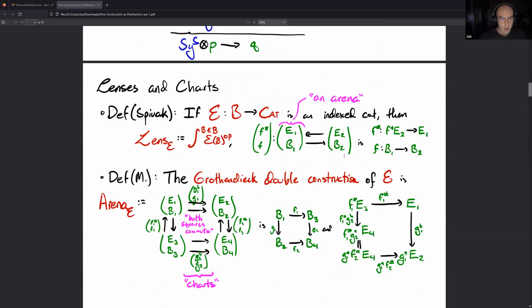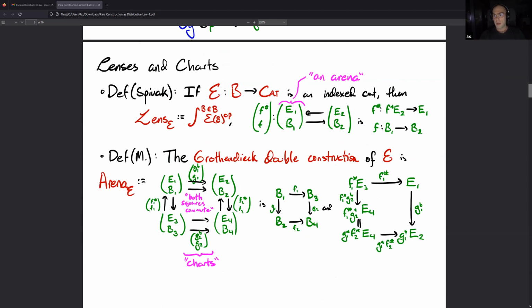So let me tell you a bit. I'm going to do a bit of background here to tell you how I think about these things. Here's what a lens means for me. It is the definition of a functor lens, or generalized lens, due to David Spivak.